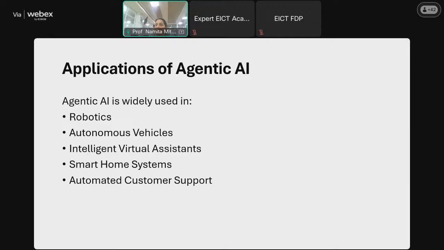Now, what are agentic AI? Agentic AI is widely used in robotics, autonomous vehicles, intelligent virtual assistants, smart home systems, automated customer support.